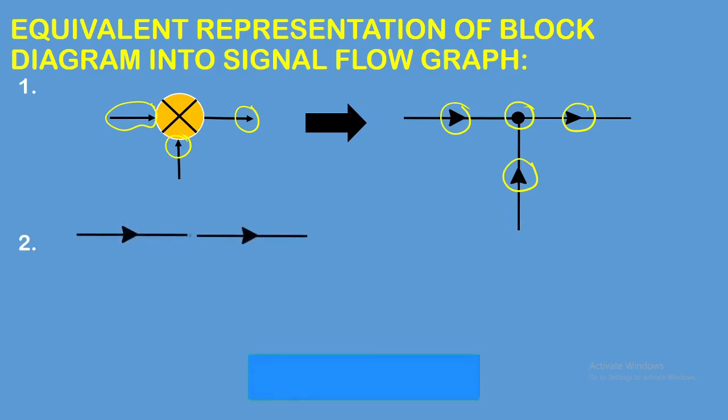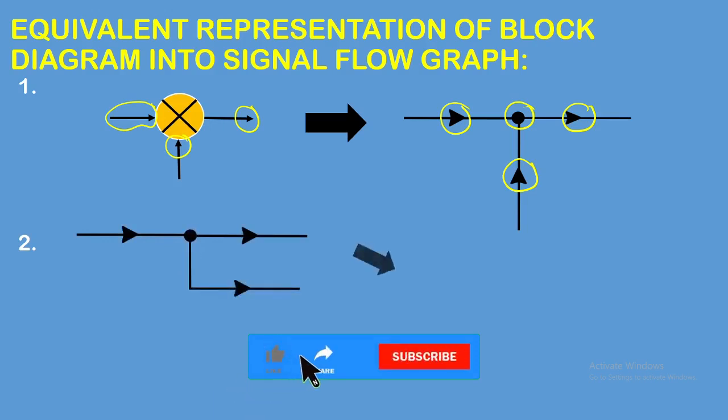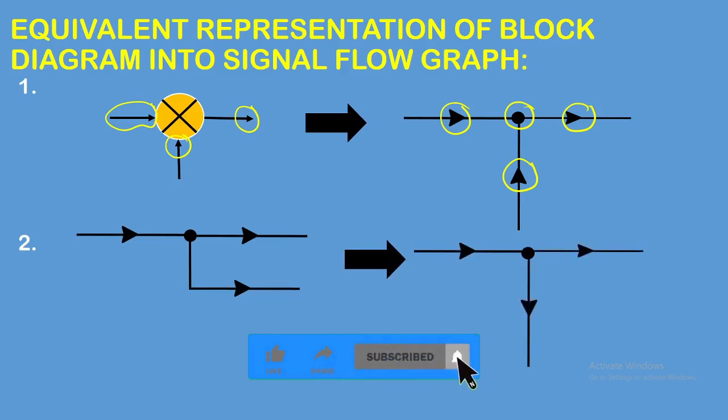Next, if you have a takeoff point in the block diagram, that can also be converted. Here you observe the block diagram, where you have a takeoff point, and that can be taken as a node. So simply the signal is coming inside and another signal is going outside. That is what you have to represent with the arrows here.